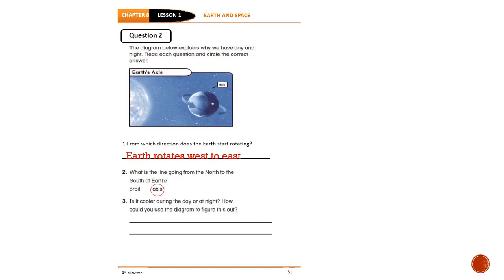Okay, number 3. Is it cooler during the day or at night? Can you tell me? Of course, it will be during the night. Why? How could you use this diagram to figure this out? Because there is no sunlight reaching the night. That's why it will not be hot. It will be cool. As we took in the seasons, there are cool seasons, and why in winter it's a cool or a cold season? Because there is no sunlight shining all over the day. So if there is no sunlight reaching the night, it will be a cool night.